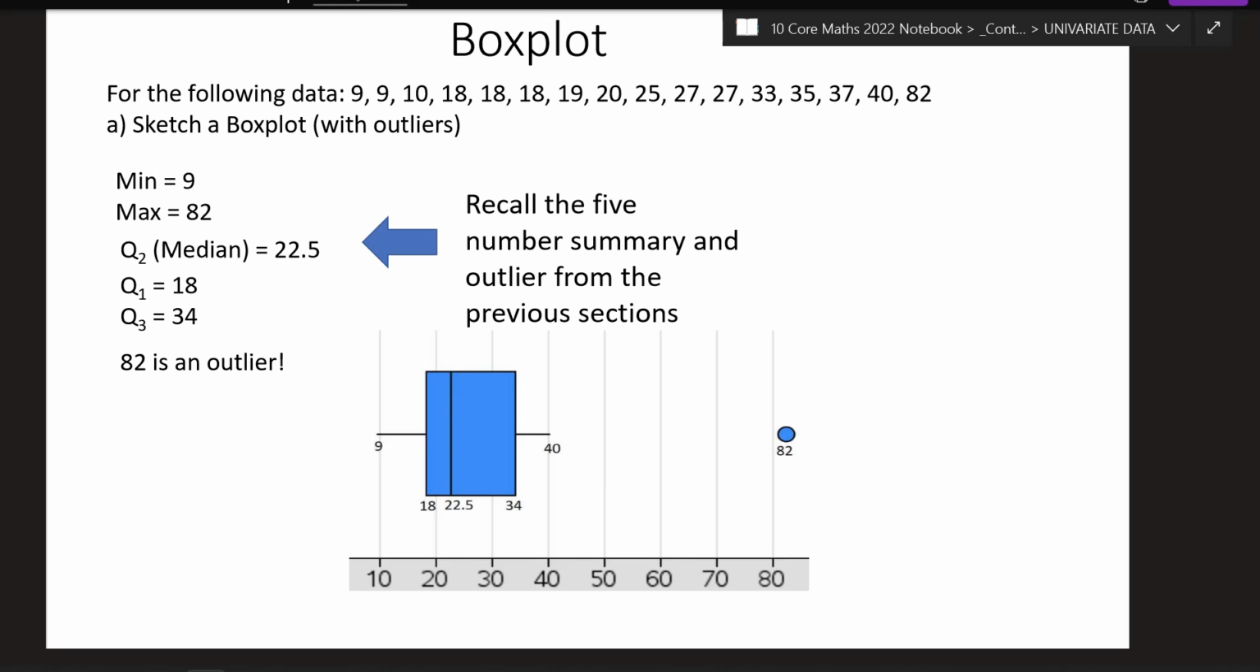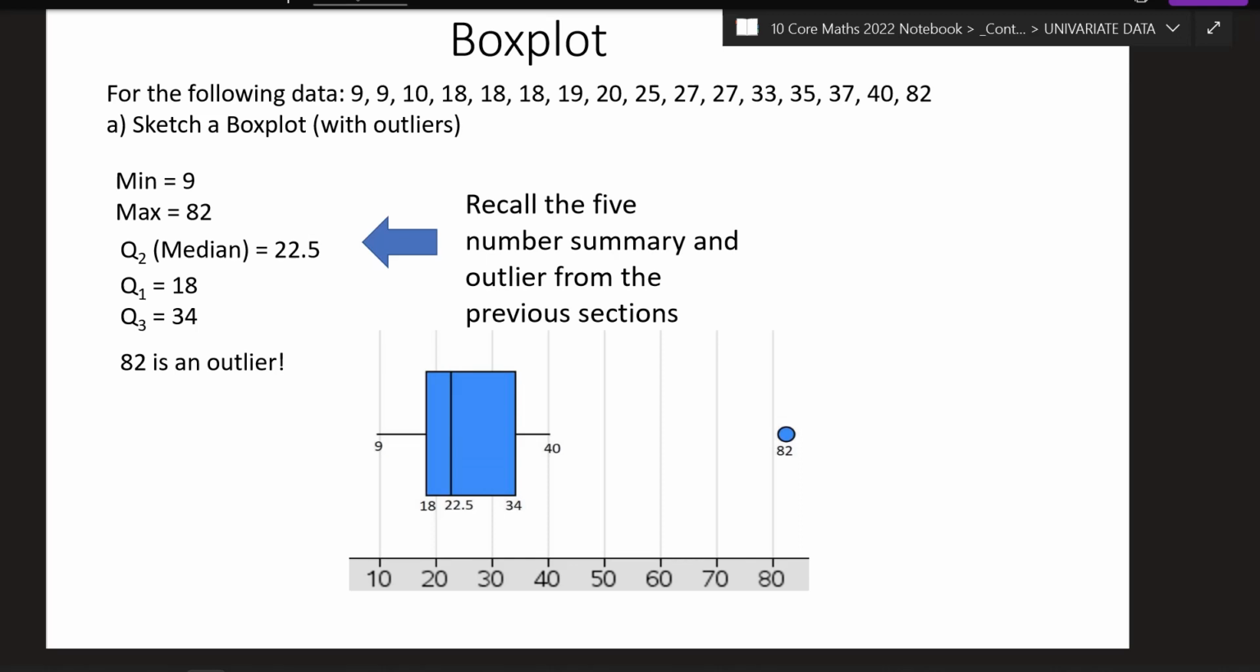Notice how over there the highest number is 82 and it is an outlier. Where does the whisker now finish though? Why 40? Tell me why. Not quite. The IQR is here. Have a look at your number set. What's the next highest number? 40. That's where it stops, at 40.